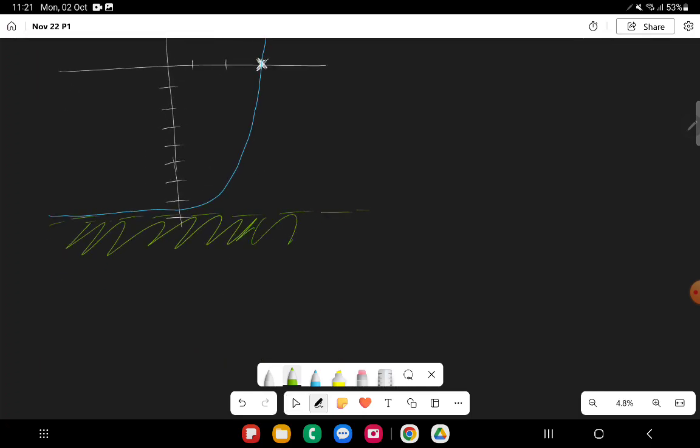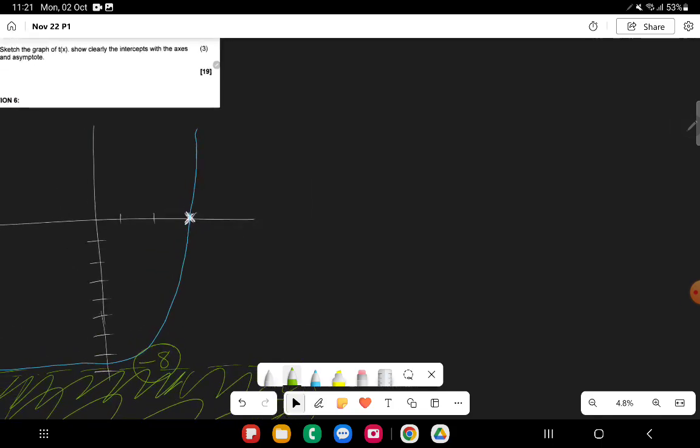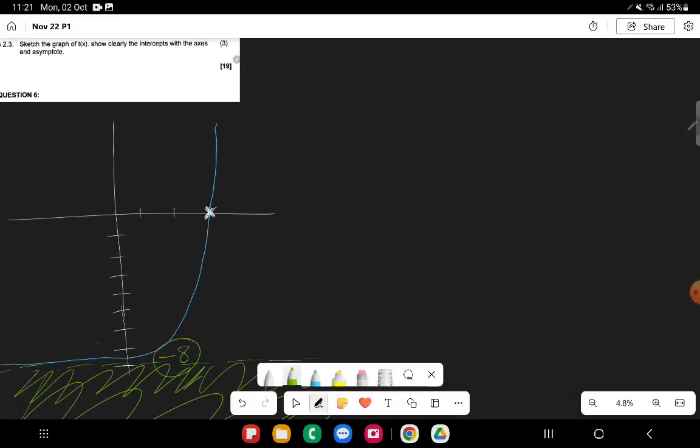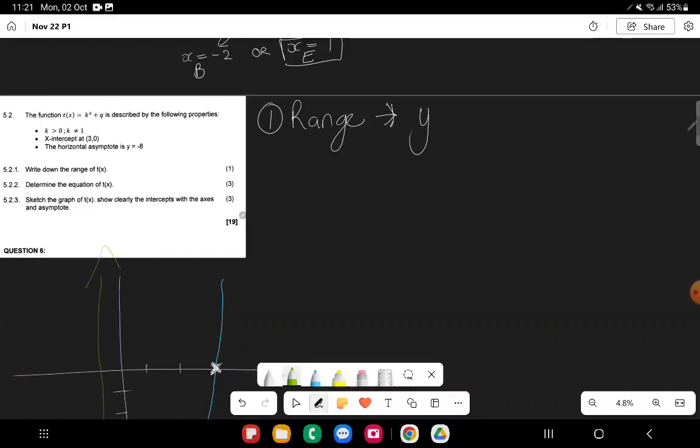So below y equals negative 8, the graph does not go there. Above y equals negative 8, everything over here is valid all the way to infinity, which means that my range is going to be y must be greater than negative 8. Everything greater than negative 8 applies to this graph. Okay, I'll come back to this one.